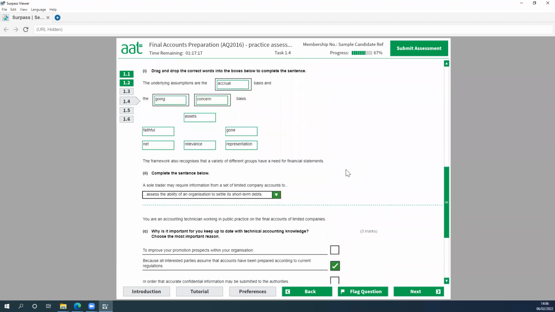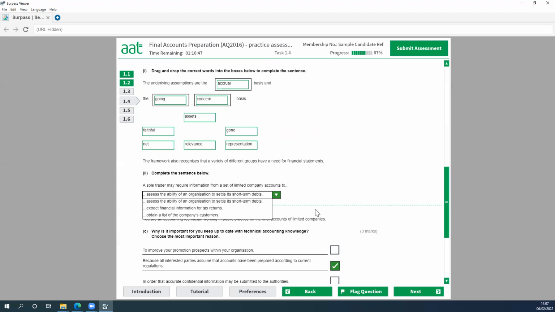This one says the framework also recognises that a variety of different groups have a need for financial statements. So a sole trader may require information from a set of limited company accounts to do what? Well, definitely not for tax returns, because that's his own tax returns. It's nothing to do with that. Obtain a list of the company's customers? You're not going to get that information. But assess the ability of the organisation to settle short-term debt.